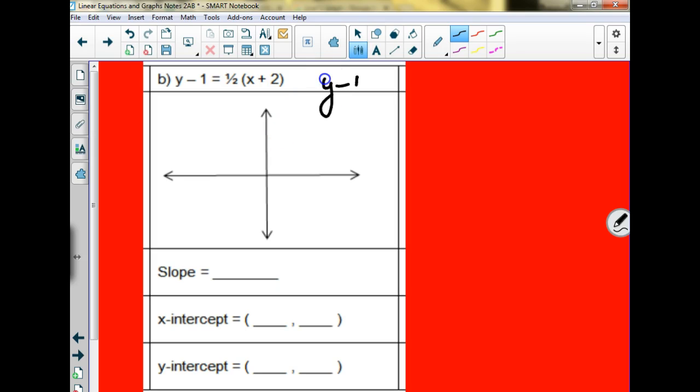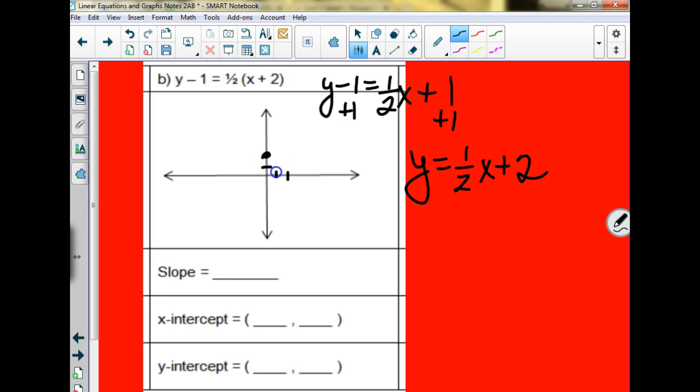If we distribute, we would have 1/2 x plus what? What's half of 2? 1. And then we need to add this one over there. So we'd have 1/2 x plus 2. So we'd start up here. It's going to go up as fast as the other one did. What's the slope this time? Yes. The slope is 1/2. What intercept did we already know?